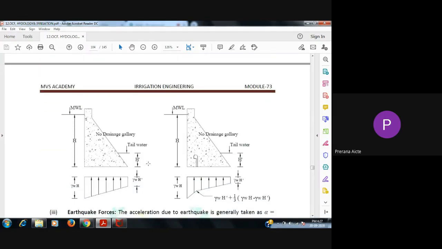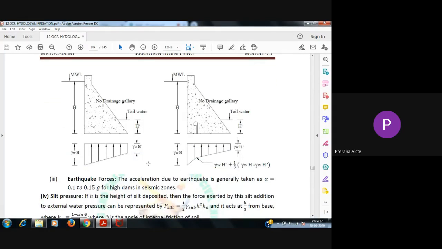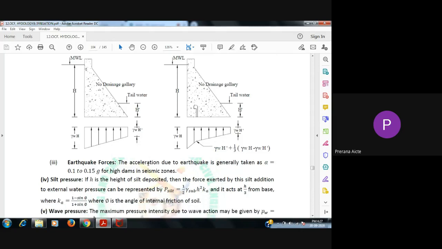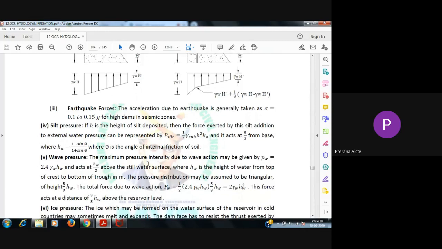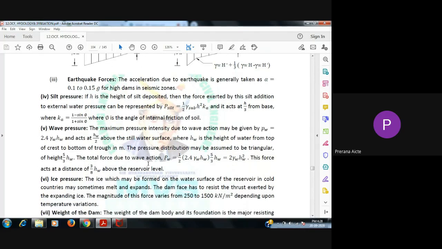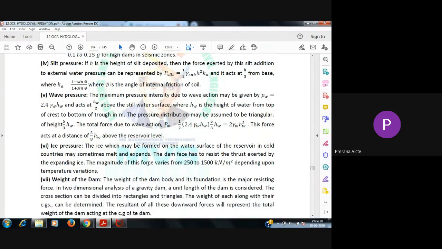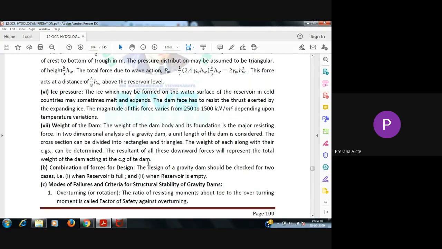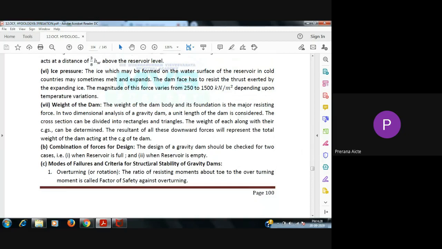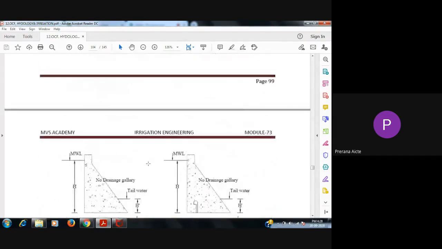These are the gravity dam cross sections. Then there is earthquake force, silt pressure, wave pressure, and ice pressure. Then the weight of the dam also, right? Then combinations of forces are there. So these are the various forces acting on a gravity dam. Please list them out one by one.